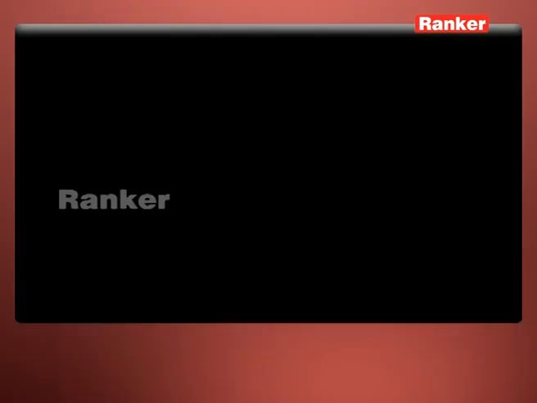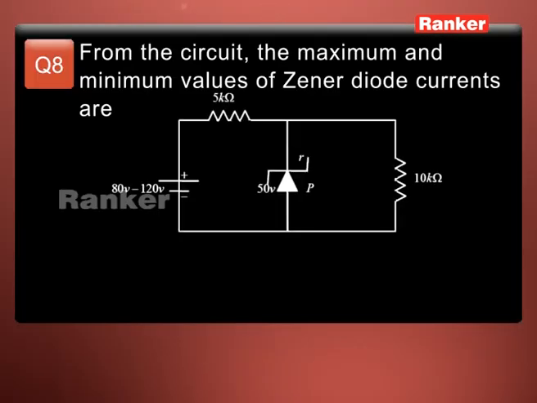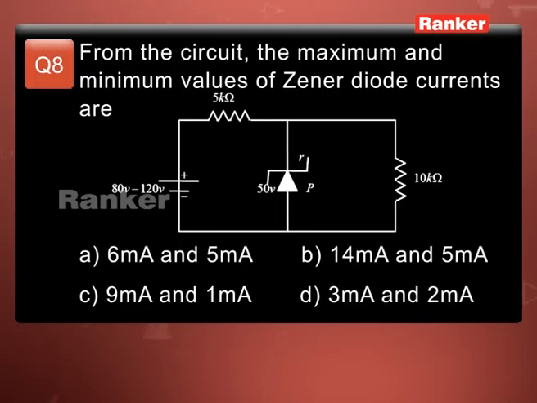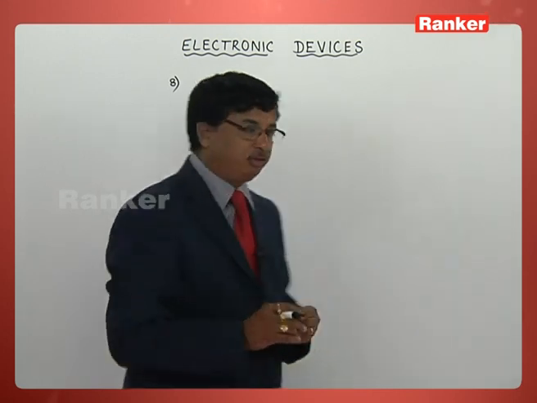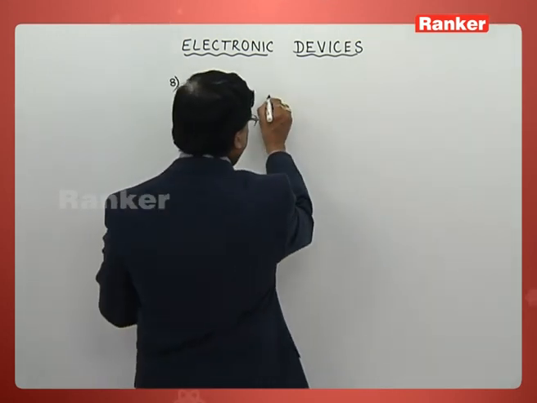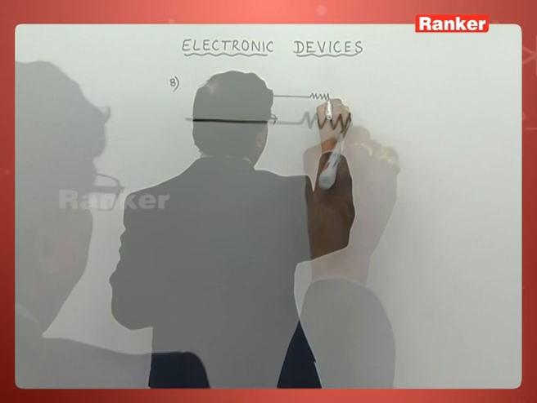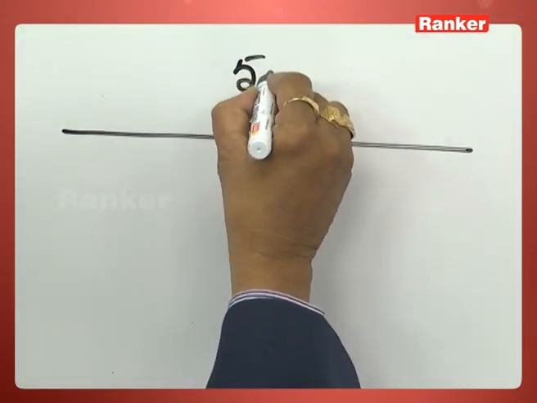Problem 8 is based on Zener diode. From the circuit, the maximum and minimum values of Zener diode currents are. That is the question. And of course, he has given us a small circuit of Zener diode there. And what are the values given over there? Let us write first. There is a resistance here given. This is 5 kilo ohm.